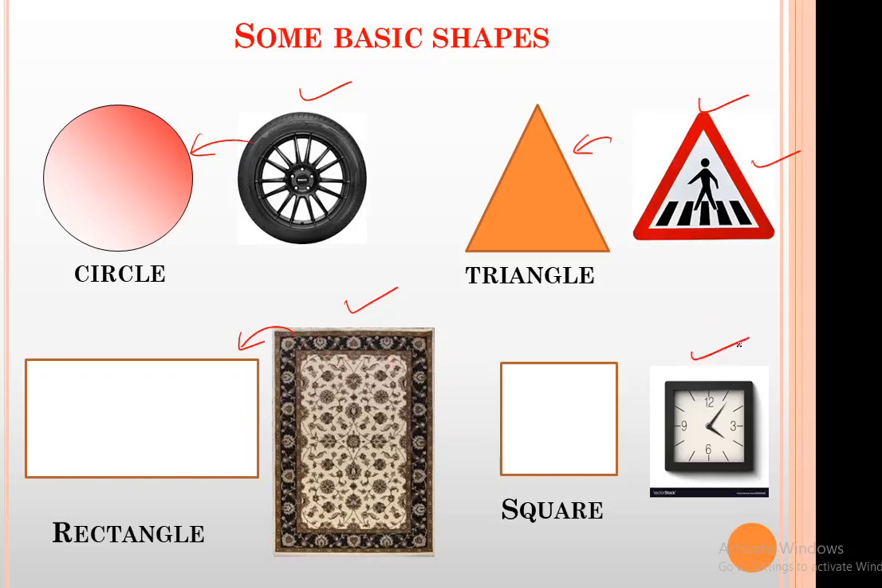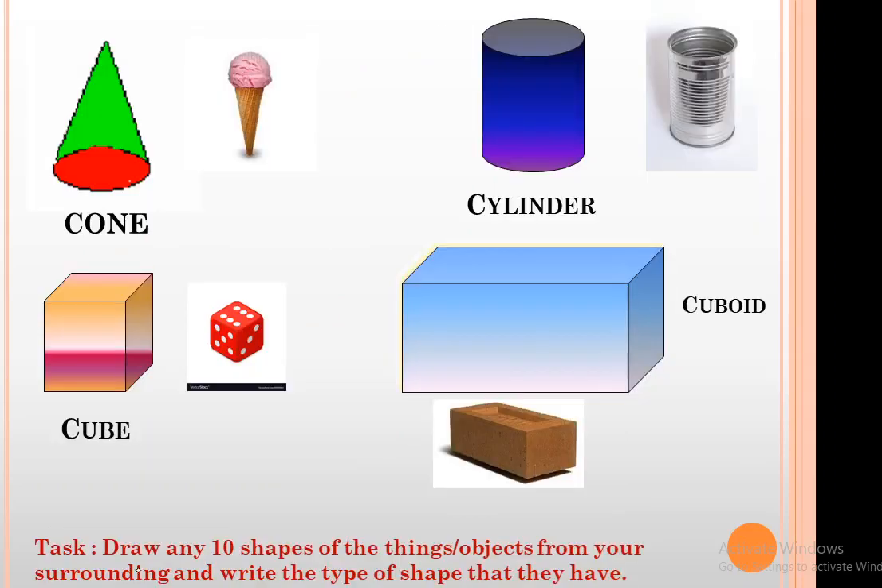The fourth picture is of a clock. Its form is like a square. So we can call that the clock's shape is square. Now here the first picture is of an ice cream. Its form is like a cone. So we can call that the ice cream is conical in shape.